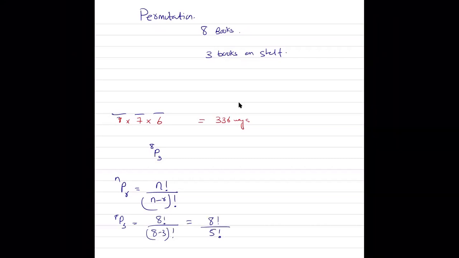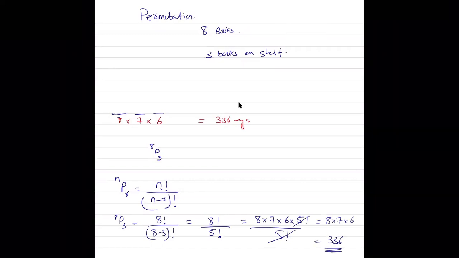Can you solve this without the calculator? What is 8 factorial going to be? 8 into 7 into 6 into 5 factorial, divided by 5 factorial. If I cancel that out, would I be getting the same thing? 8 into 7 into 6, that is 336 ways.